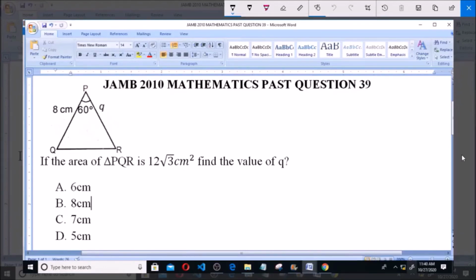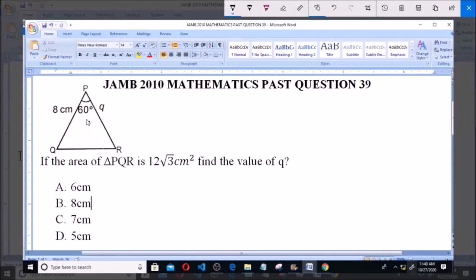If the area of the triangle given above, which is triangle PQR, is 12 root 3 centimeters squared, find the value of Q, that's side Q. A 6 centimeter, B 8 centimeter, C 7 centimeter, and D 5 centimeter.